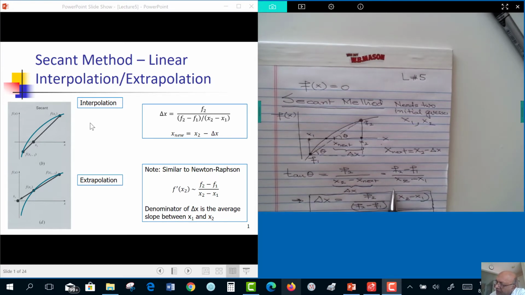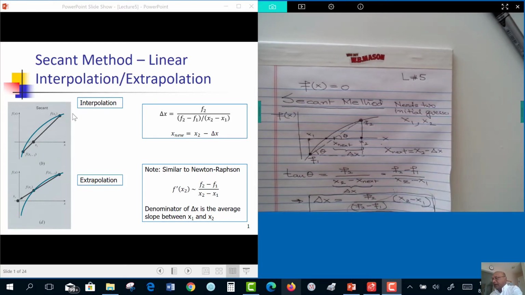So if you'll notice, this particular part is something like f2 prime. So f2 prime is roughly f2 minus f1 over x2 minus x1. So you can see approximately this is f2 over f2 prime, very similar to Newton's method. Okay, so now let's implement it.